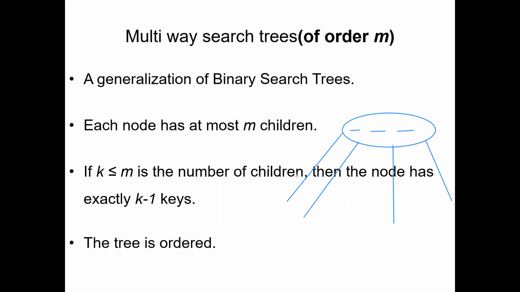The branch on the leftmost side would have all the keys that are less than the leftmost key, while the keys in the branch second from the left would have all the keys that are between the 2 left entries in a key.